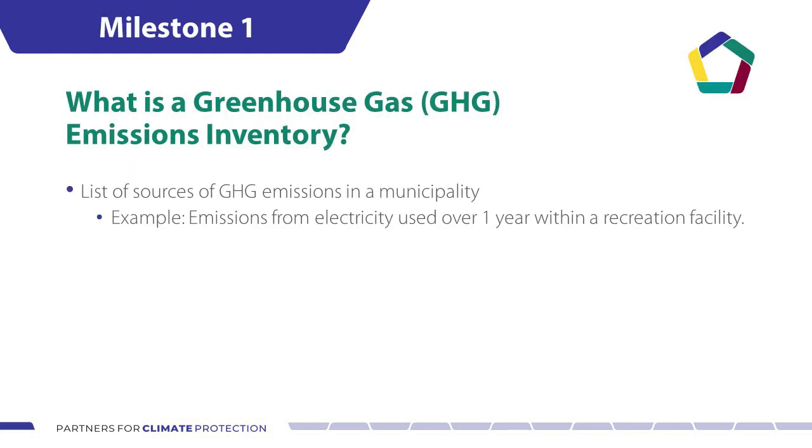Starting out, what is a greenhouse gas emissions inventory? Well, basically, an emissions inventory is a list of all the greenhouse gas emissions produced in a defined region within a specific period of time. Greenhouse gases, as we know, are emitted from a wide range of both natural and human activities. One example of an emission source that an inventory could detail could be the emissions that are associated with the amount of electricity used in a year within a rec center facility.